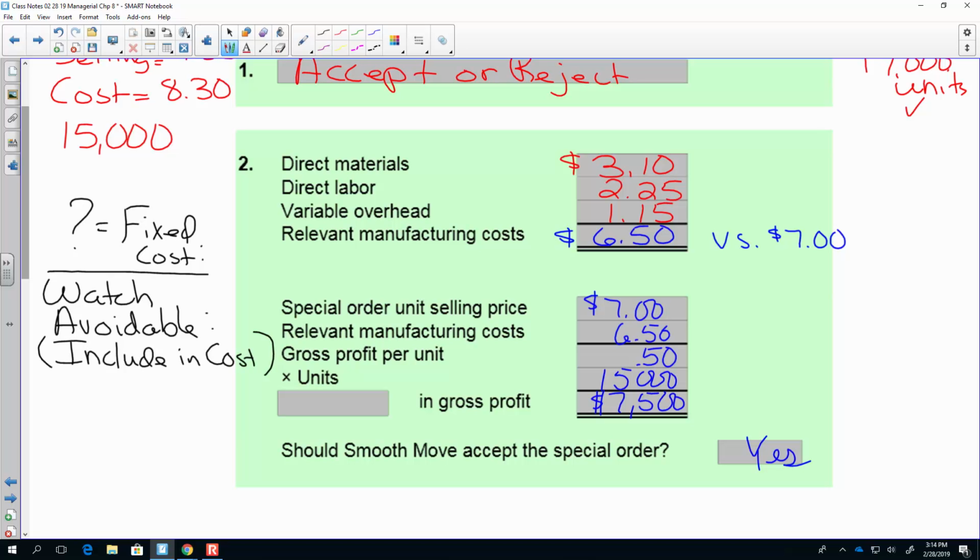So today, that's what I need you to know. If it's an avoidable fixed cost, we include it in our cost. If it's non-avoidable, we don't, right? This could be a multiple choice question. Is an avoidable fixed cost relevant or irrelevant? If it's avoidable, it's relevant. We have to say it's relevant. If it's a non-avoidable fixed cost, it's irrelevant. So be comfortable with that terminology.